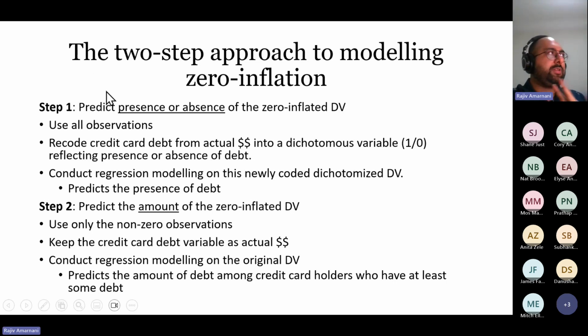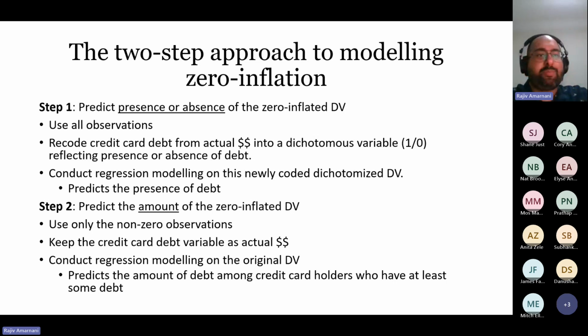You have to run two kinds of models. The first kind of model predicts whether they have any debt or not. So you recode credit card debt as 0, 1. 0, no debt. 1, they have any debt, whether it's $1 or $200,000. Oh, I think that's too much for a credit card. Anyway, you code it as 0 or 1, no debt or has some debt, and then you predict that outcome. You use all the observations, and this regression model is predicting the presence or absence of debt.